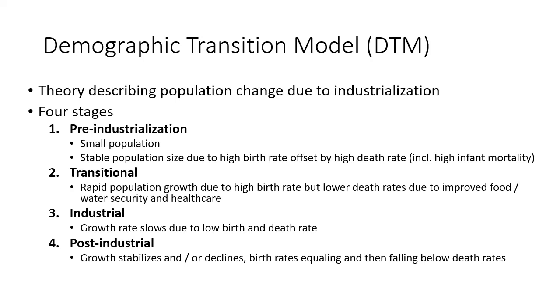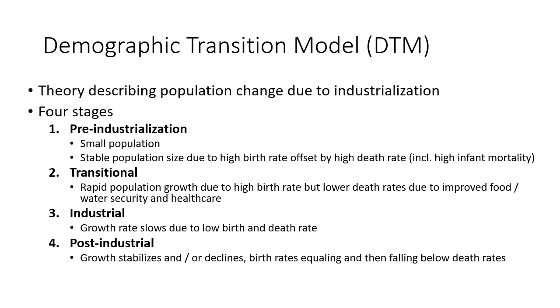I've talked about developing or industrial, et cetera. Let's talk about what those are. This is essentially a theory that describes the population change due to industrialization. There are 4 stages. There is pre-industrial. You might call that agrarian, but there are many agrarian societies that are industrial. Agrarian just means that they're agricultural based, but you won't see that, you'll just see pre-industrial.